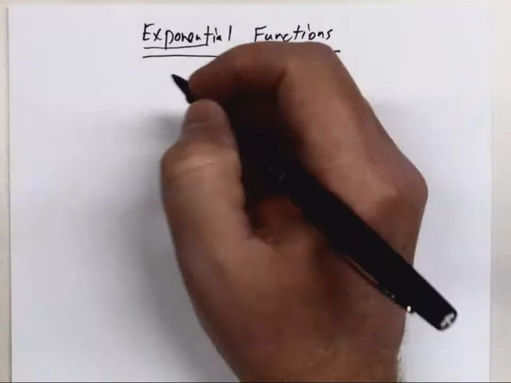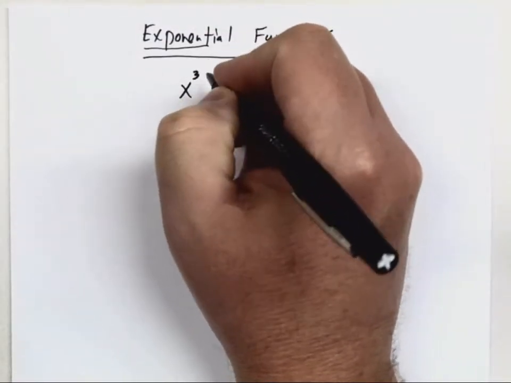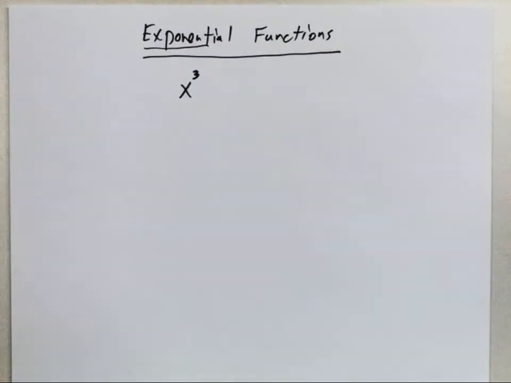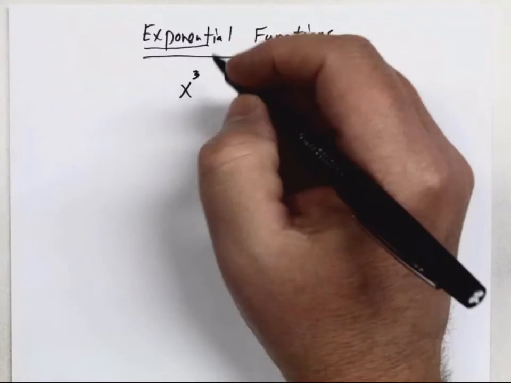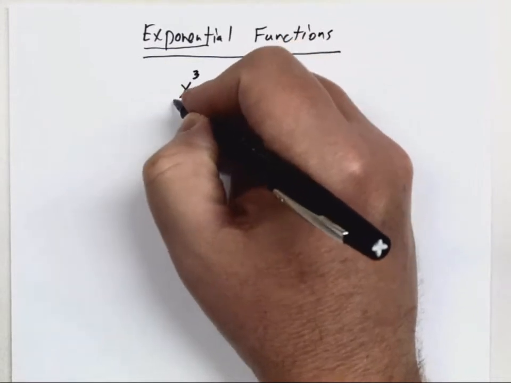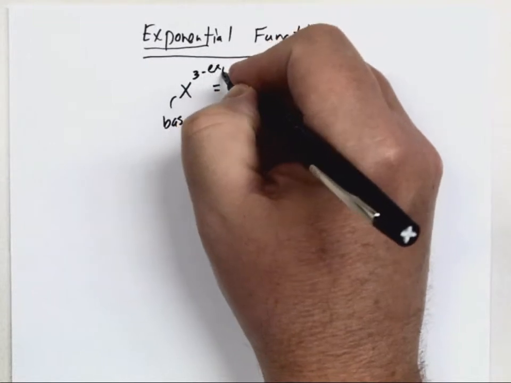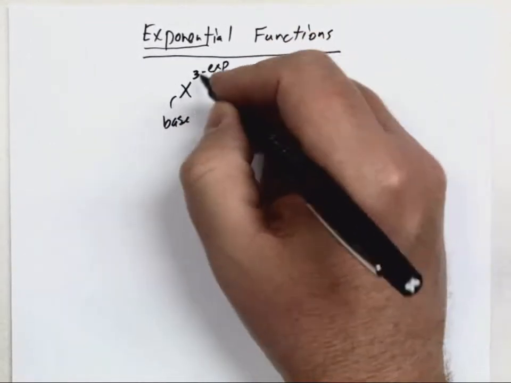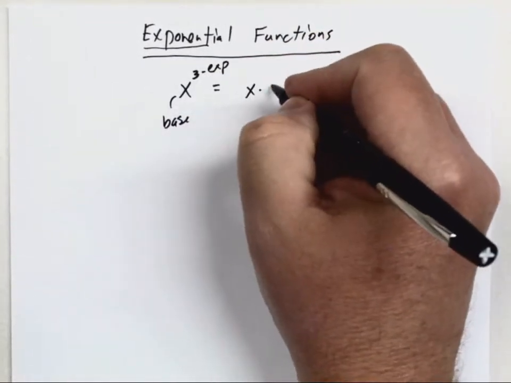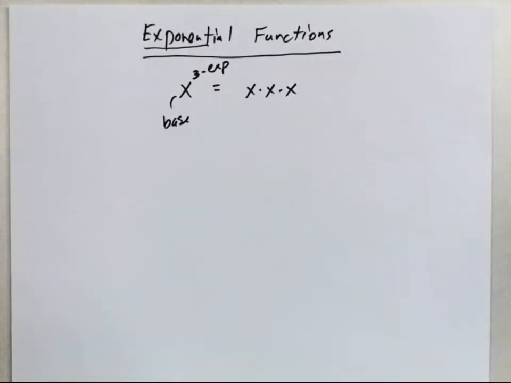For example, here are some. x to the third, or x cubed, which once again, as a quick reminder, x is the base, 3 is the exponent, and mathematically this means you take the base times itself 3 times.